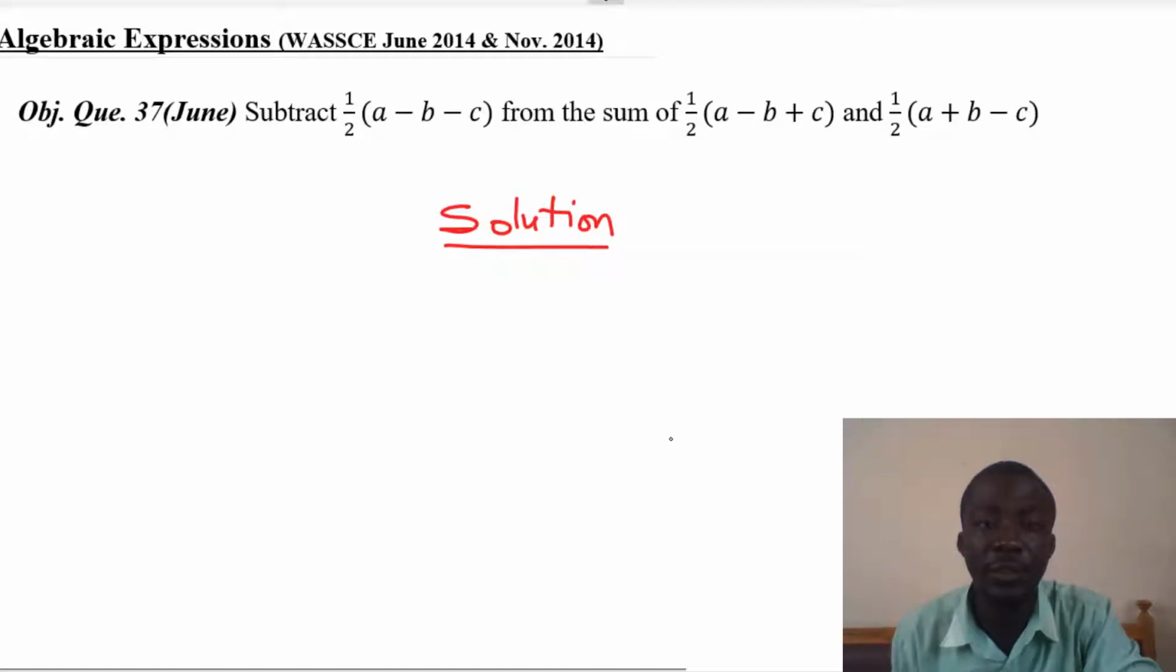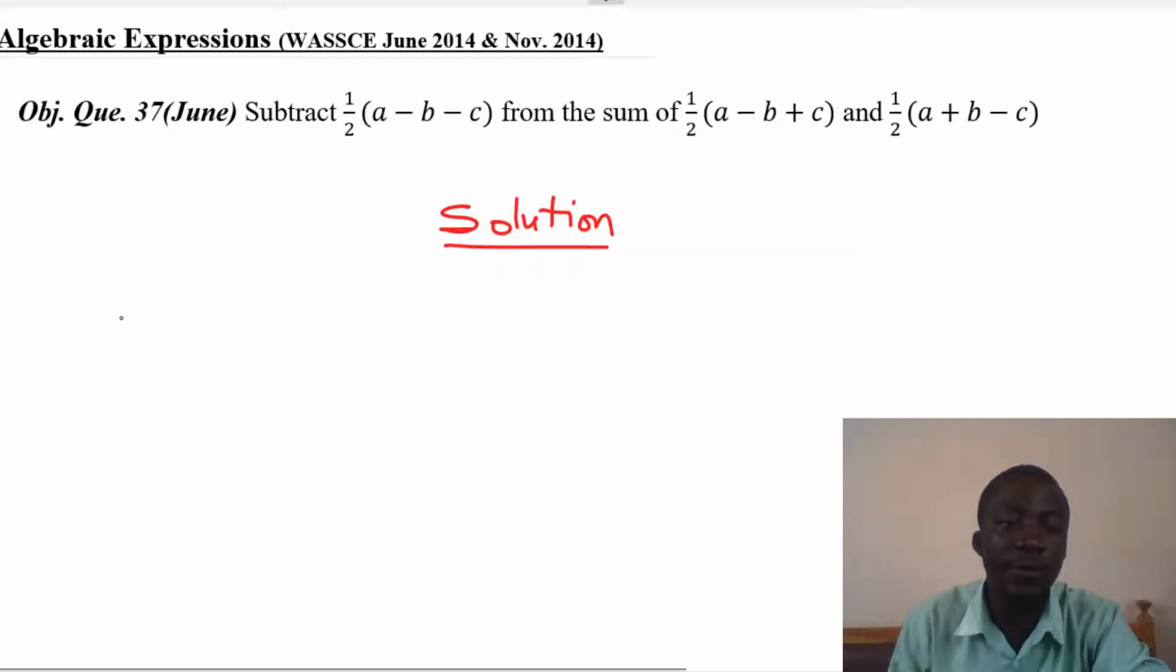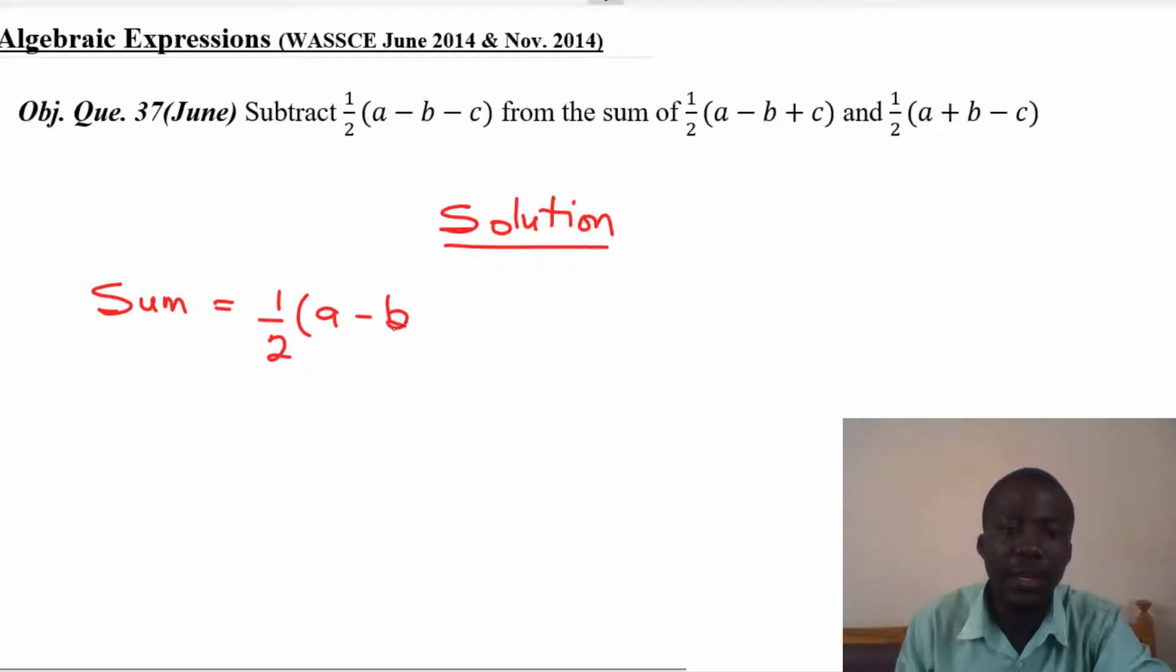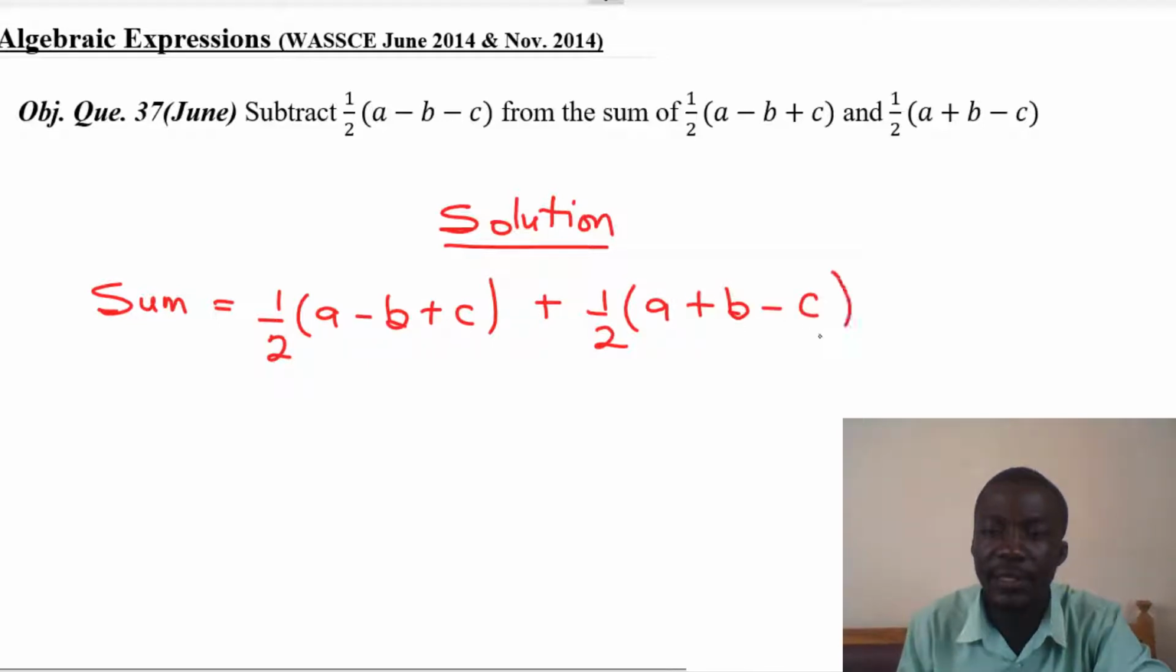Objective question 37, June. We have been tasked to subtract half into brackets a minus b minus c from the sum of half into brackets a minus b plus c and half into brackets a plus b minus c. So our first thing we are going to do, we are starting from the sum. So the sum will be equal to half into brackets a minus b plus c plus half into brackets a plus b minus c.